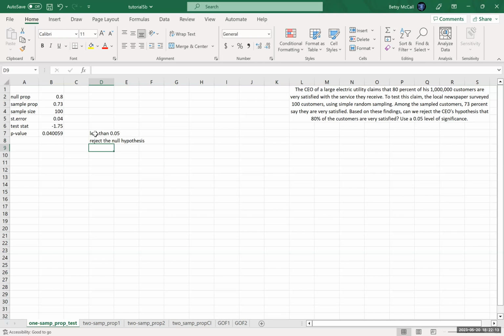Rejecting the null hypothesis. Remember what the null hypothesis was? The null hypothesis was that the CEO is correct. We reject the claim that the CEO is correct, and we conclude that there is sufficient evidence to think that the CEO is wrong. Wrong or maybe possibly lying.